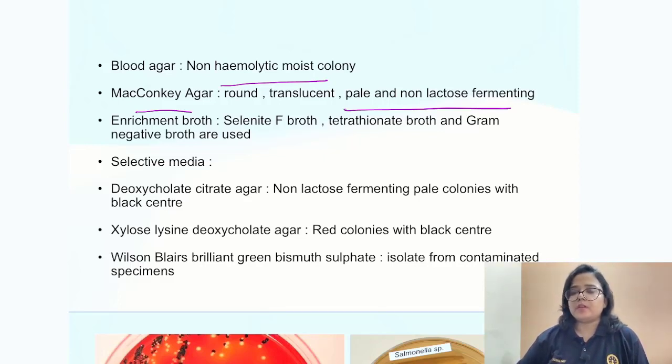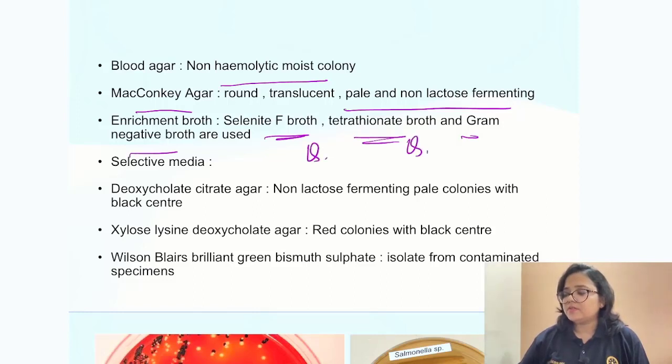Now enrichment broth. Enrichment broth is a liquid media and it is used for enhancing the growth of the Salmonella. So there are selenite F broth and tetrathionate broth and gram-negative broth. These are again multiple choice questions. So we have to know the enrichment broth for Salmonella is selenite F and tetrathionate broth.